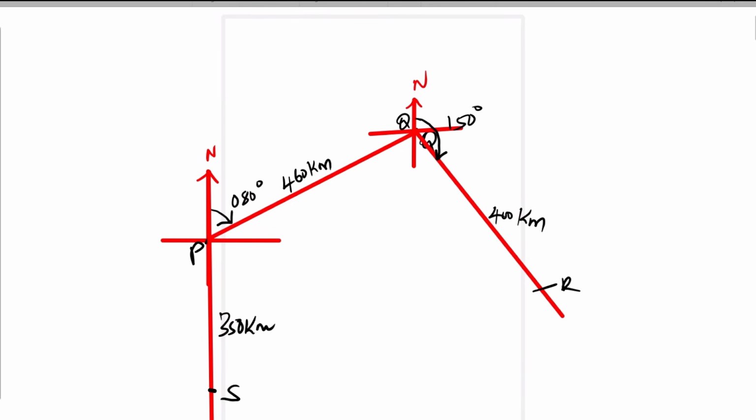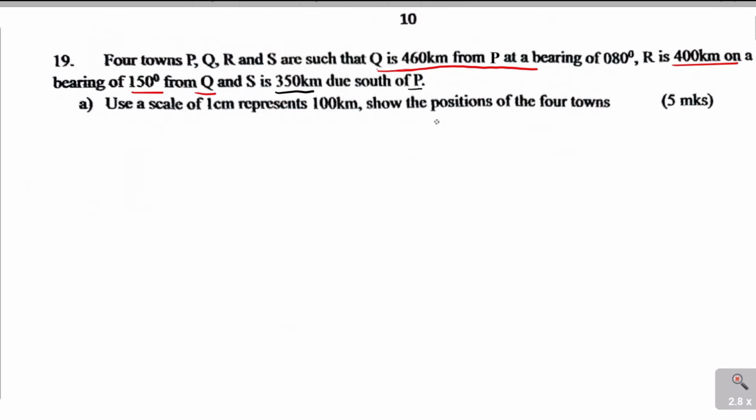So after drawing that sketch, this is what you're going to use now to draw accurately. You'll need a ruler and a protractor for this. The scale is 1 centimeter represents 100 kilometers. So for all these measurements, we divide by 100. For 460, we divide by 100, you shall have 4.6 centimeters. This one you shall have 4 centimeters, and this one you shall have 3.5 centimeters. So now we can go to the accurate drawing.